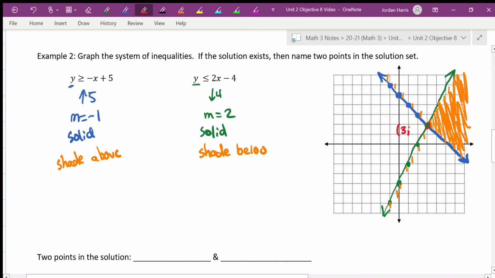I just noticed I made a mistake on the last one. So we'll go back to that in just a sec. (3, 2), and then any point on this. So I'll go right there. So that's 1, 2, 3, 4, 5, 2.